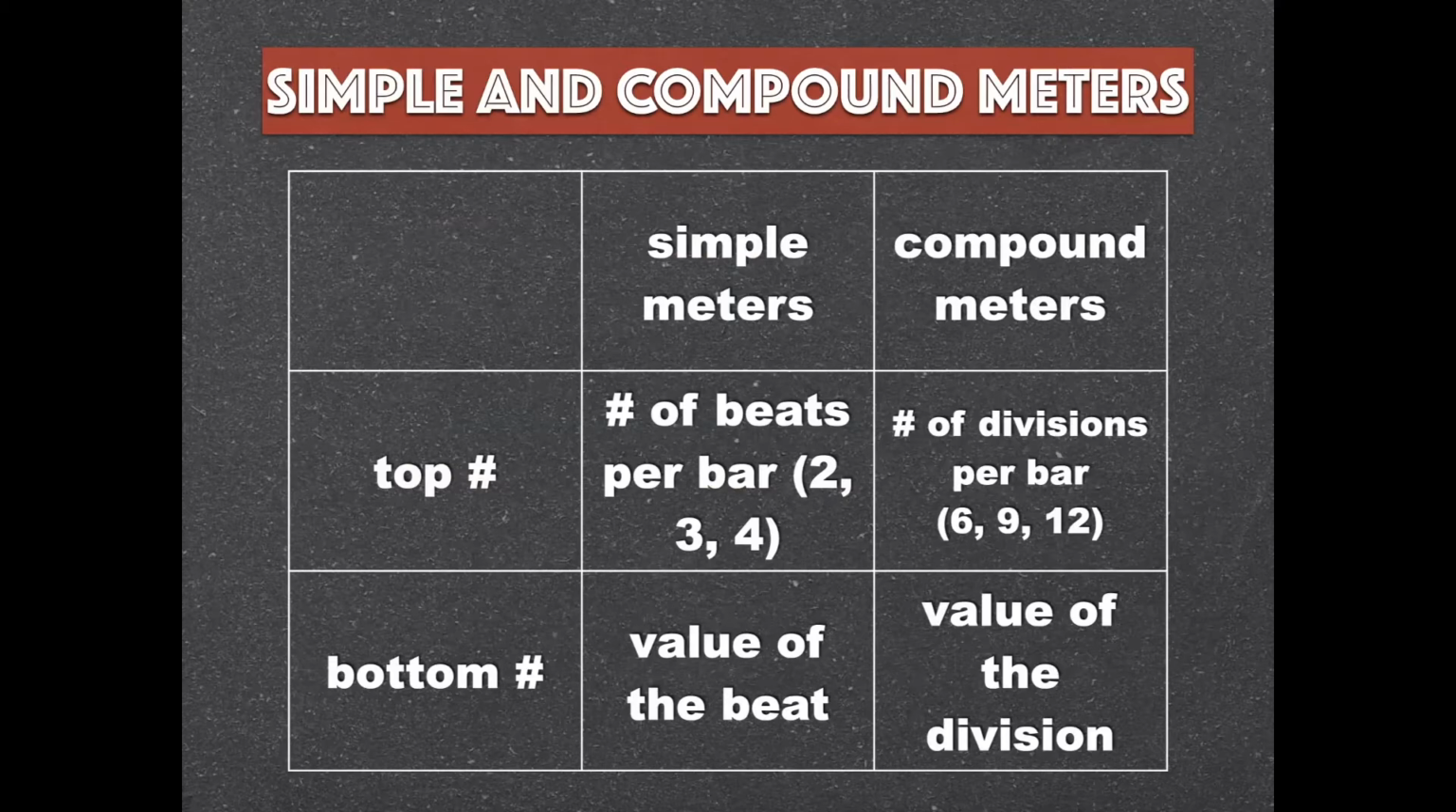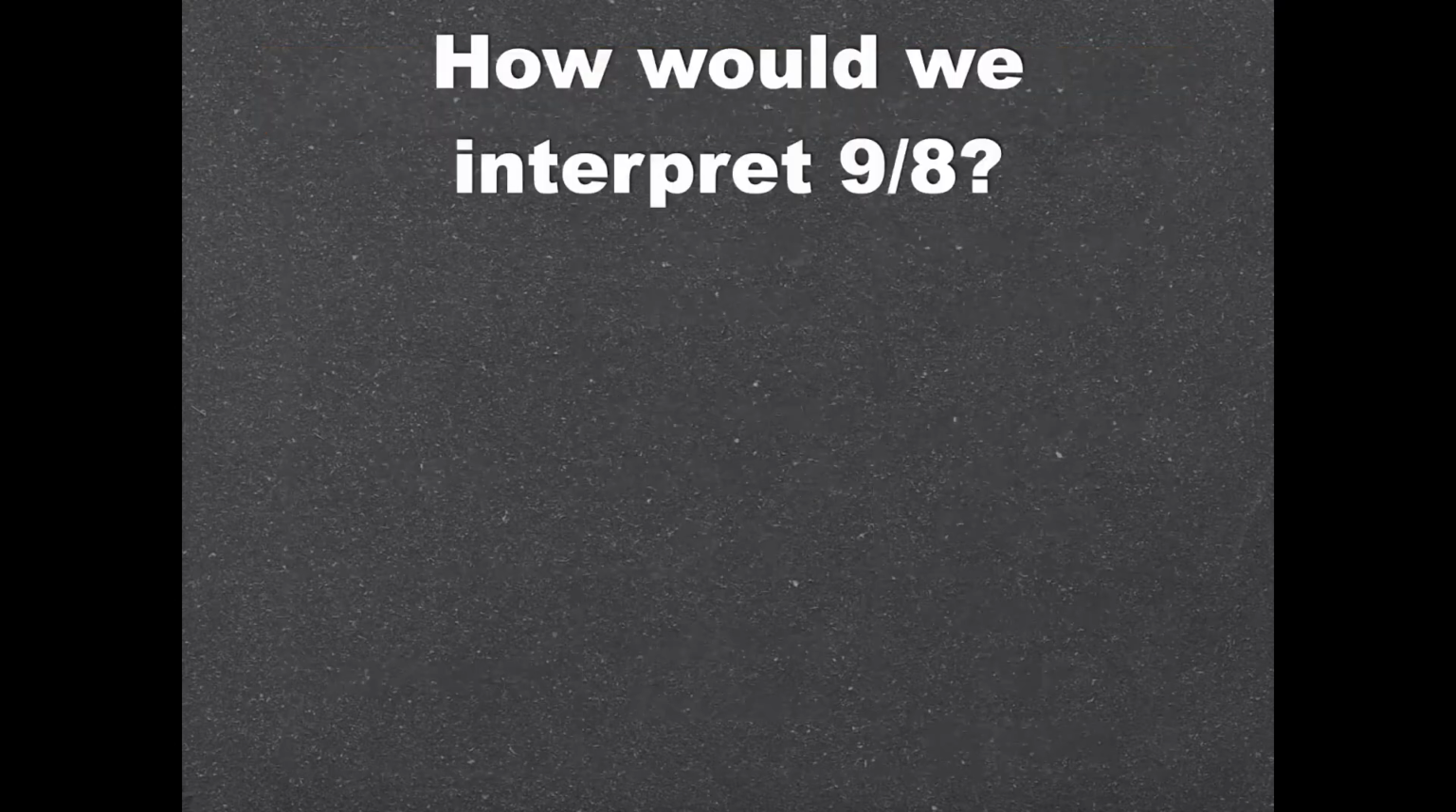And what you want to remember for compound meters is that we group these divisions into groups of 3, not 2. Then the bottom number tells us, for compound meters, the value of the division rather than the value of the beat, as it is for simple meters. Let's try a few examples to see how these work.